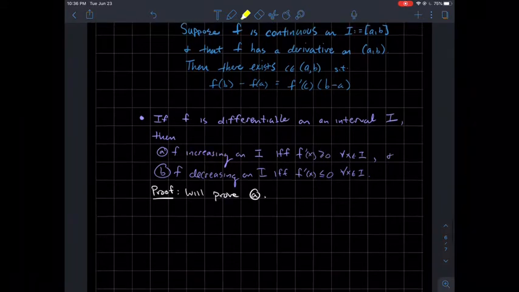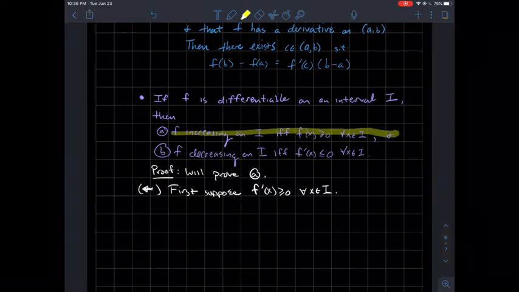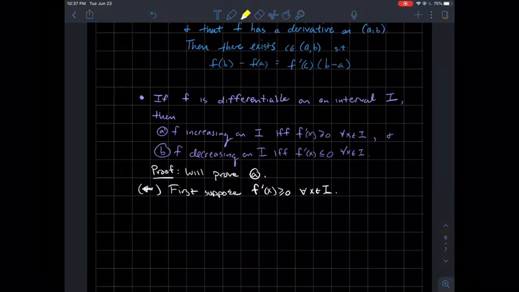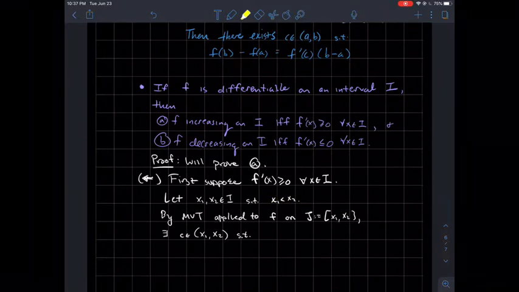Okay, so we're going to prove just part a, because the proof for b is pretty similar. We've got an if and only if here, a biconditional, and we're going to start with assuming this part and showing that f is increasing, just because that is the part where I really use the mean value theorem. So suppose that the derivative is non-negative for all x in your interval. Let's pick two points in my interval, where x1 is less than x2. Then we'll apply the mean value theorem to this interval from x1 to x2.